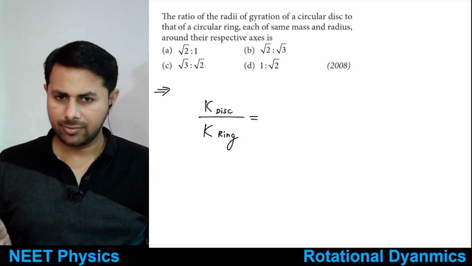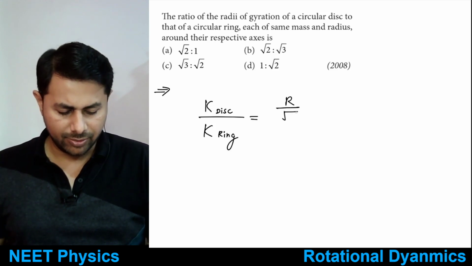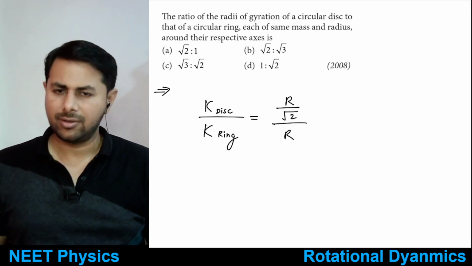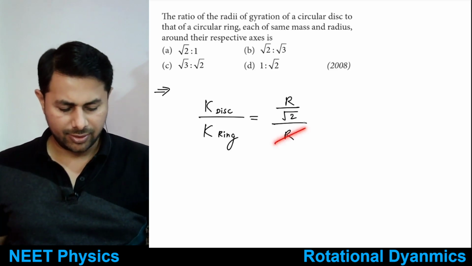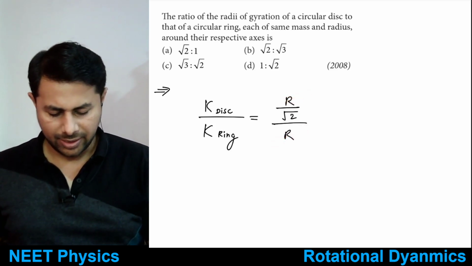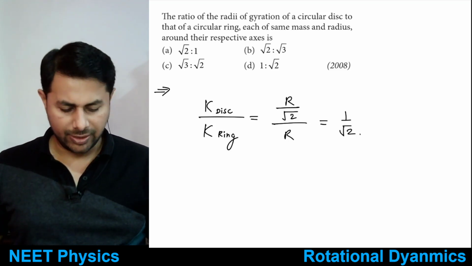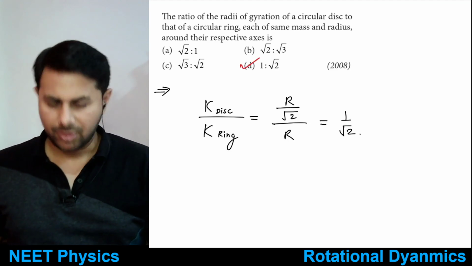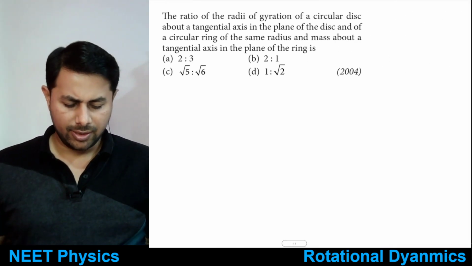Option D. Let's check. For a disc, it is equal to r divided by root 2, right? And for the ring, the radius of gyration is just equal to its radius. So r gets cancelled out and it is just 1 upon root 2. That's very, very simple. Option D. Right, very simple. Let's see next one.